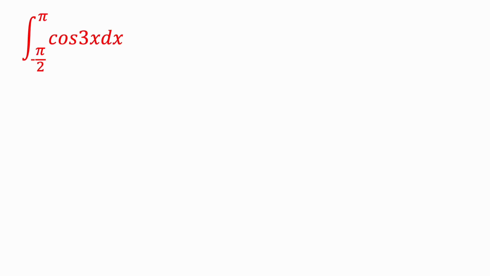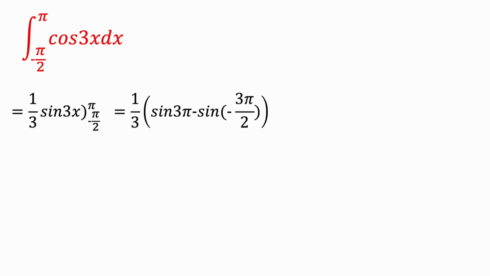Now, based on the rule, what should we do? First, we integrate cosine 3x. By the rule, it becomes 1 over 3 times sine 3x. And then what did we say we should do? First, substitute the upper limit, yes. Then minus and substitute the lower limit. Everyone should already know sine and cosine values, all right? So when x equals pi, sine of 3 pi is 0. Sine of -3 pi over 2 is 1. So after substituting the limits, the result becomes -1/3. All right, let's move on to the next application of definite integrals.